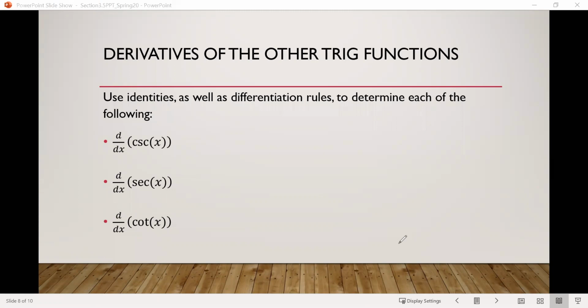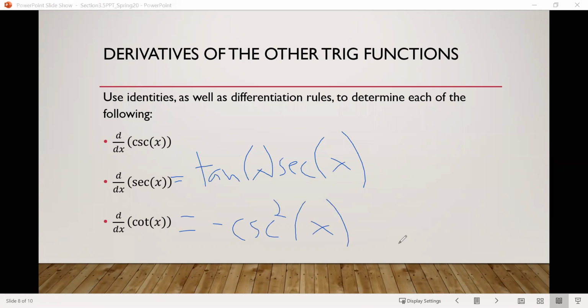But when you do that, for the derivative of secant, we get tangent times secant. Okay, which maybe isn't too surprising since cosecant showed up in the derivative of cosecant. And then for cotangent, we end up with negative cosecant squared. Okay, so those are the derivatives there. And again, you guys can go through and double check those yourselves.